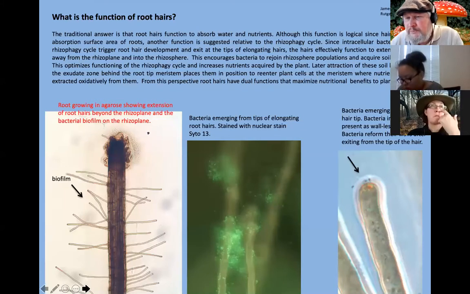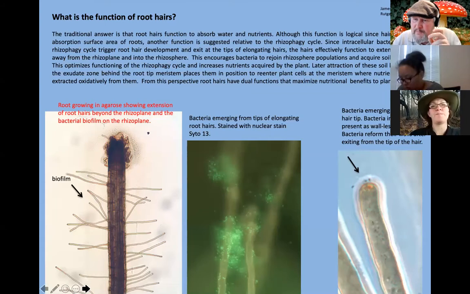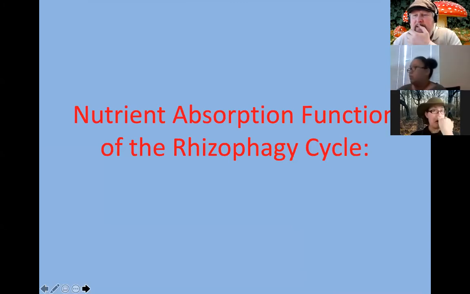So root hairs, what is the function of root hairs? We've always heard that root hairs absorb nutrients, and that's probably true. But in terms of the rhizophagy cycle, root hairs function to move those microbes out into the rhizosphere. It wouldn't do any good to dump them right on the surface of the root, but to put them out into the rhizosphere so that they can go and acquire more nutrients. And the image in the middle here just shows some of the hairs. This is a fluorescent stain. You can see those microbes coming out of those hairs. And these absorb nutrients. That's the function of the rhizophagy cycle.